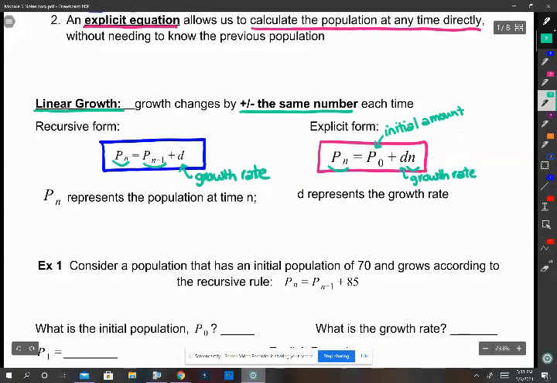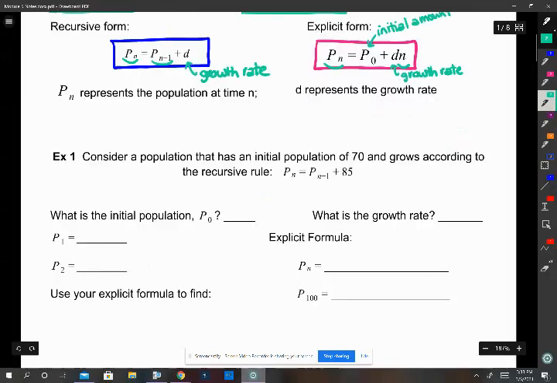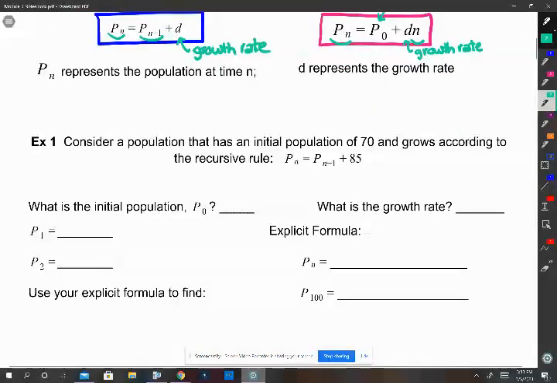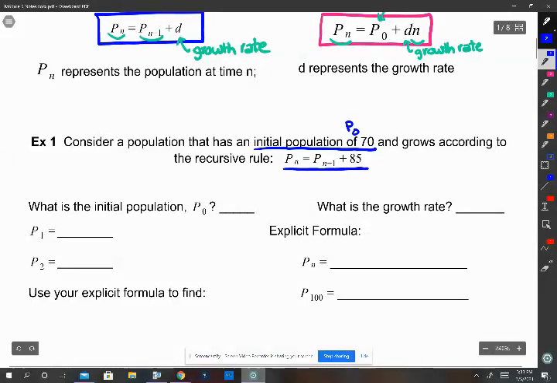So when we look at example 1, it talks about considering a population that has an initial population of 70. So an initial population of 70 means that's our p sub 0, our starting amount. And it says it grows according to a recursive formula. So this is our recursive formula, which means this value right here at the end is our growth rate. So when we go to write the information down, we have p sub 0 is 70, and our growth rate is 85.